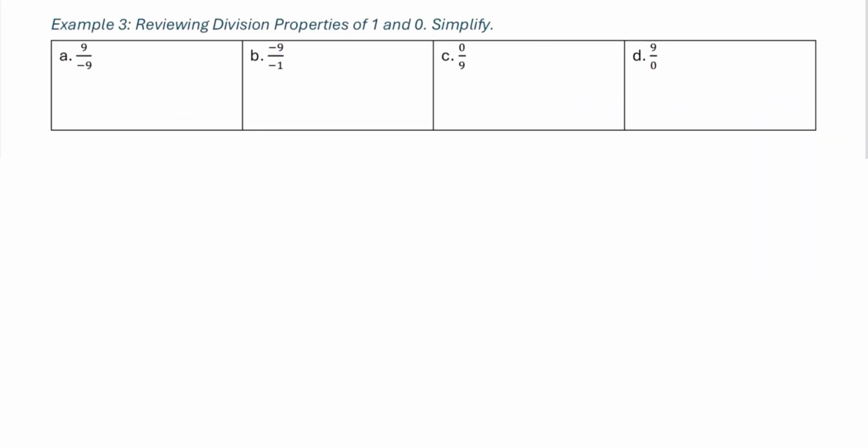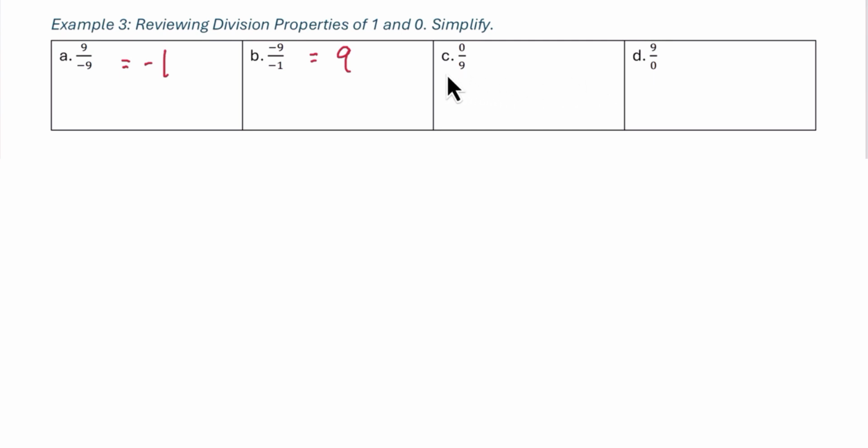And a quick review. Let's review division properties of 1 and 0. Up first, we have 9 divided by -9. 9 divided by 9 is 1, and then a positive divided by a negative is a negative, so we get -1. -9 divided by -1. 9 divided by 1 is 9, and then a negative divided by a negative is a positive, so we get +9.